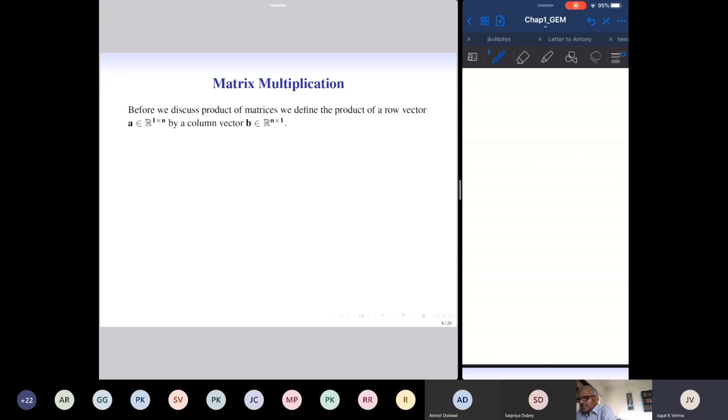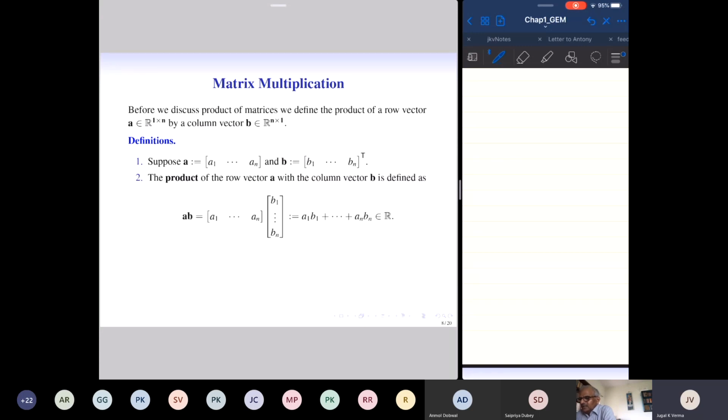Okay. So before we discuss the product of general matrices, we define the product of a row vector, having n components, and a column vector, which has n components. So take a row vector and a column vector with the same number of components. We will first multiply them. So display the entries of the row vector as a1 up to an, and the column vector as (b1 up to bn) transpose. Then the product of this row vector and the column vector is simply the dot product of these two vectors, a1 b1 plus up to an bn.